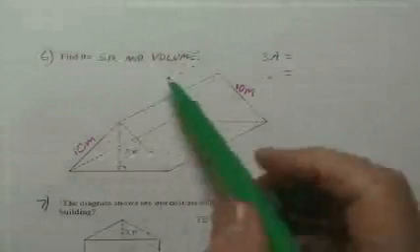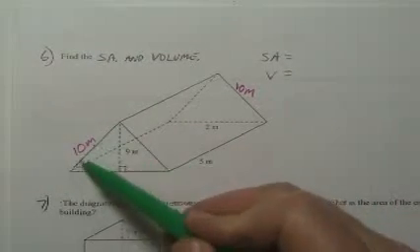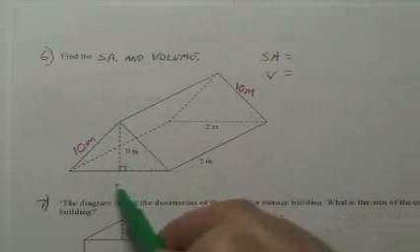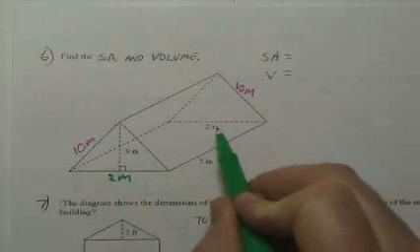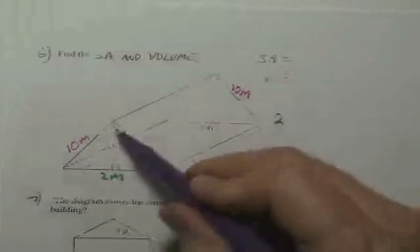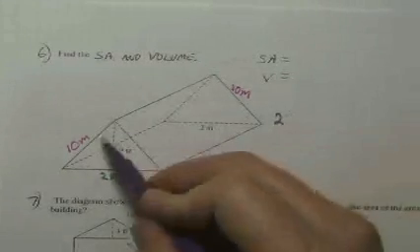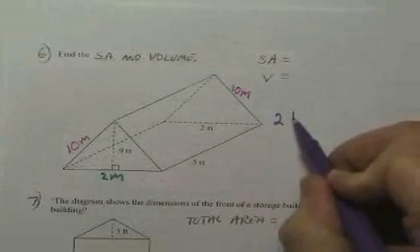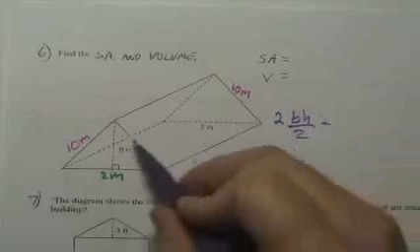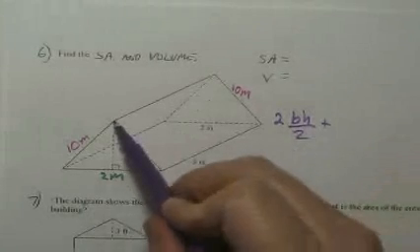Okay, number 6, find the surface area and volume. Remember I asked you to put 10 meters and 10 meters for each side of the triangle. And of course down here this is 2 meters, because it matches up there. And the formula for surface area is two of these triangles, plus the perimeter, which is going all the way around.